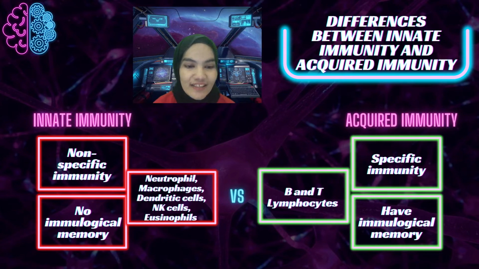On the other hand, acquired immunity is a specific response to a specific pathogen upon subsequent exposure. Secondly, acquired immunity has immunological memory. When re-exposed to the same pathogen, the presence of memory cells causes a faster and stronger response. Thirdly, the components of acquired immunity consist of B and T lymphocytes.